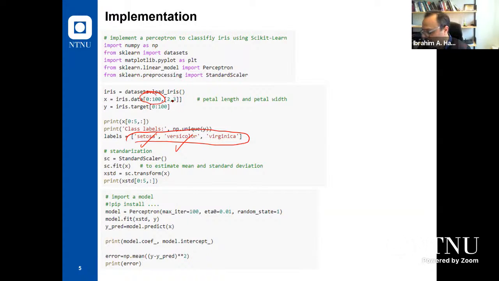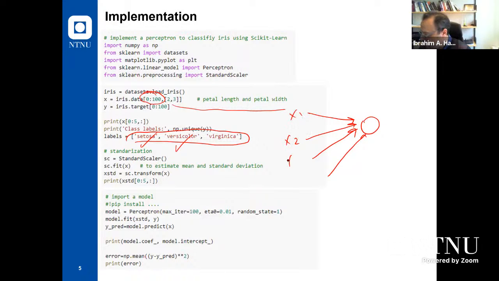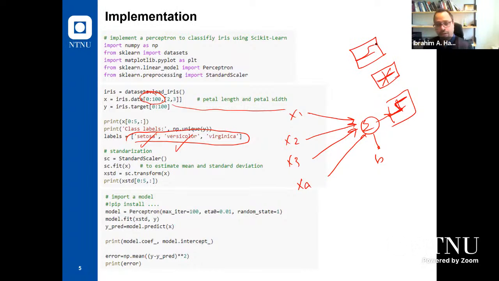For simplicity, I'm just using two input features, because I need to plot it in two-dimensional space. But if you want to use 3 or 4, it's fine. It will be the same model, but with 4 inputs instead of 2: x1, x2, x3, x4. We have the bias and this function. If it is a perceptron, this will be a step function. If it is an adaptive linear unit, it will be a linear function. If it is a logistic regression model, it will be this sigmoid, right?